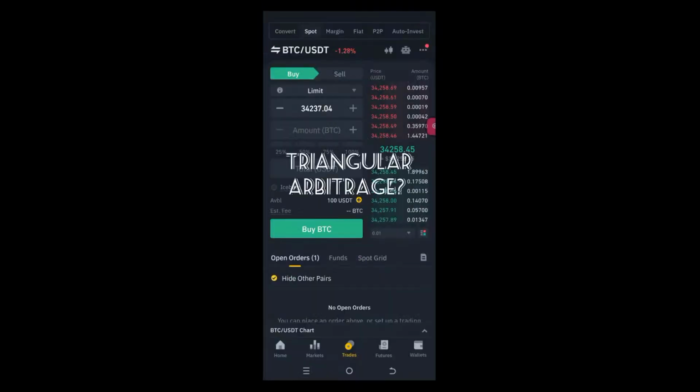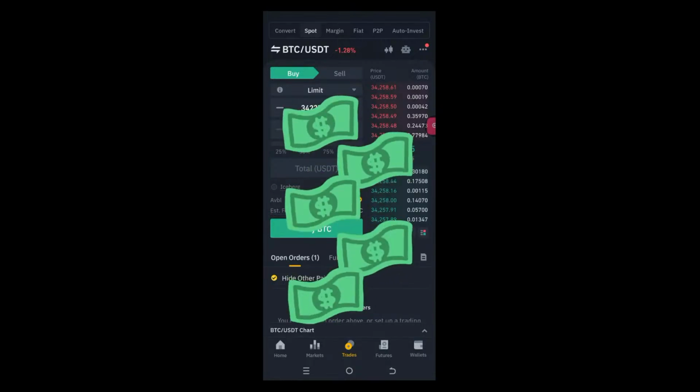Which makes more money? Is it triangular arbitrage, or is it spot trading, or could it probably be inter-exchange arbitrage? Let's find out. Welcome to Income Strategies, the place where you learn the skills to make money, to multiply your money, and to manage your money.